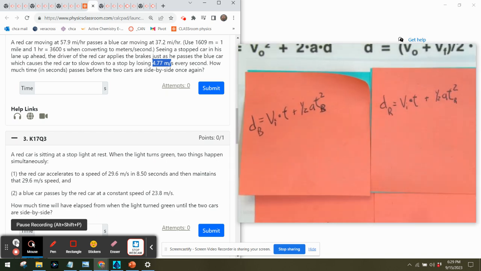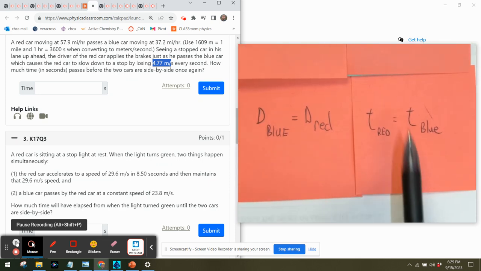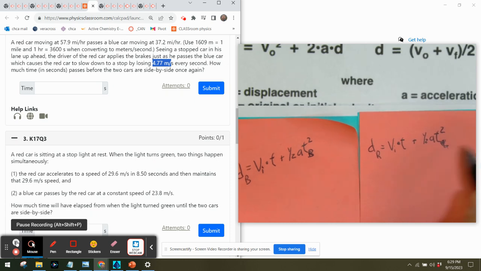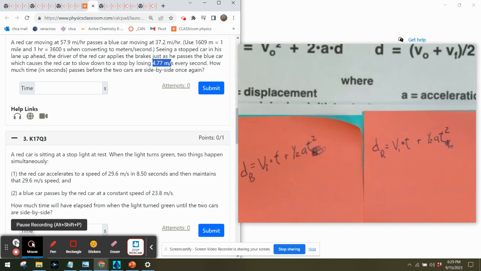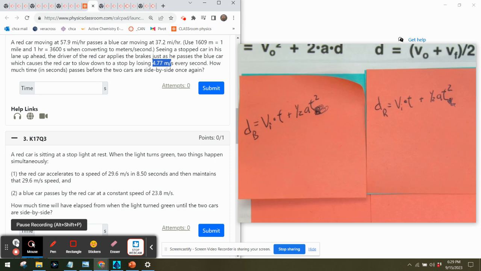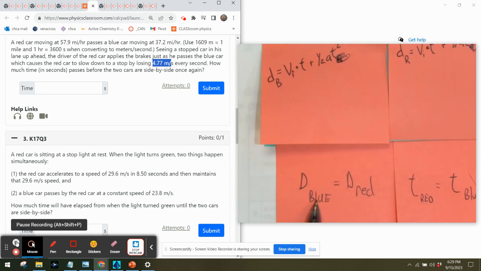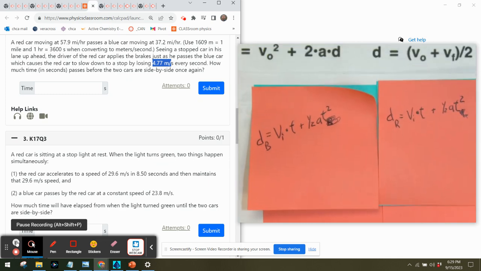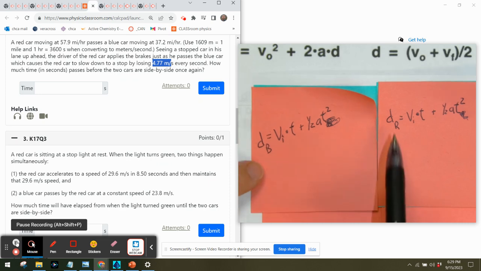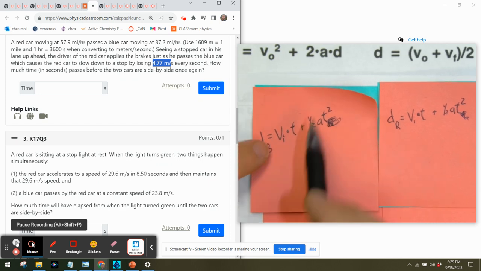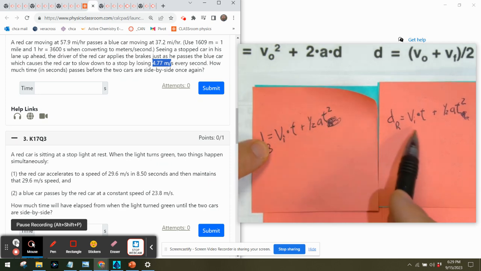The truth is, since we already established that the times are equal to each other, let's just get rid of those. Time is time, we don't have to worry about that. Now also, since we said, and this is a big deal, that the distance of blue and distance of red are the same, this is the same as this, and this is the same as this, well then I can take this and put it in the place of there.